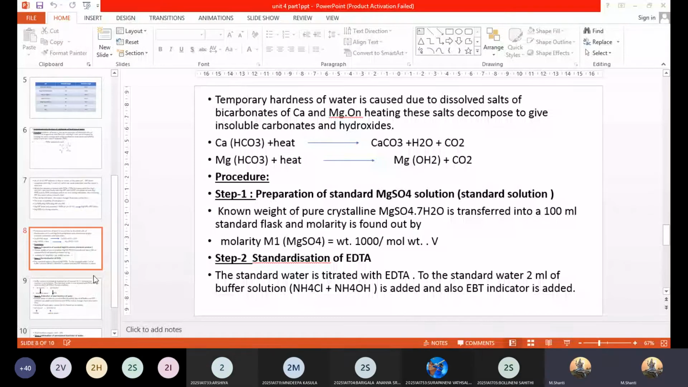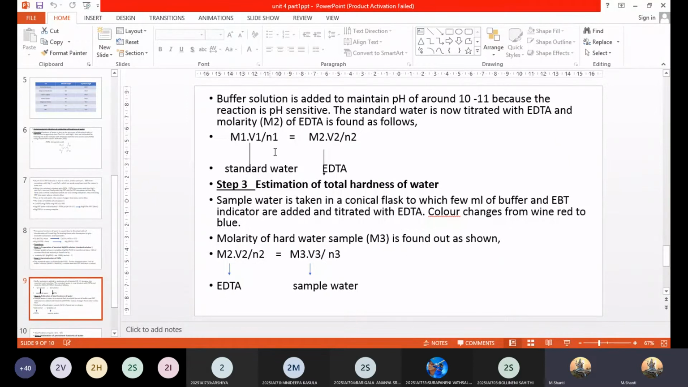So now you can substitute in this formula. M1 V1 N1 is for your standard hard water, whether it is MgSO4 or CaCO3. And M2 V2 N2 is for your EDTA.